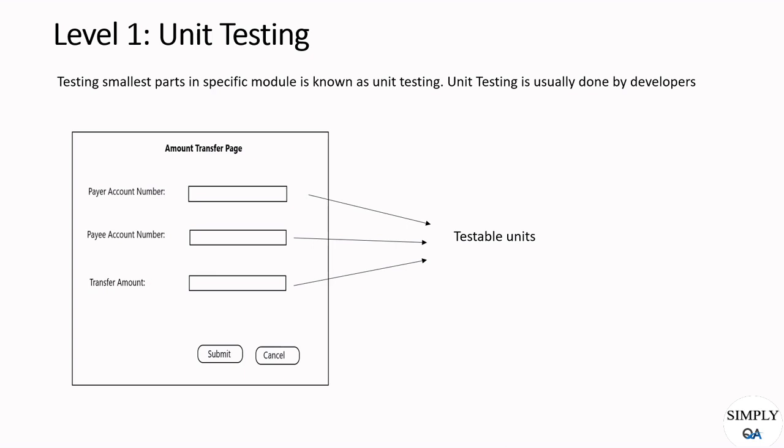Assume you have to transfer some amount to your friend. So we are currently in the amount transfer page. If you could see, there are multiple units, right? The payer account number is a particular unit. A payee account number is a particular unit, transfer amount is a particular unit. So the smaller testable portion is called a unit, and the developer would have written some logic to accept the inputs which the user is giving. So basically the unit testing will be carried out by the developers, and they will test the logic of each and every individual unit to verify whether it's working fine or not, so that while integrating, all the units should work fine. So this is known as unit testing, and it will be carried out by the developers.